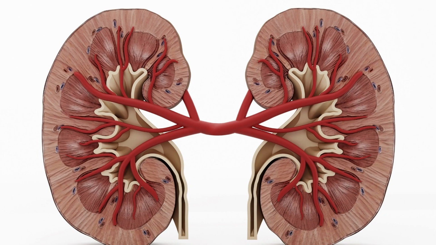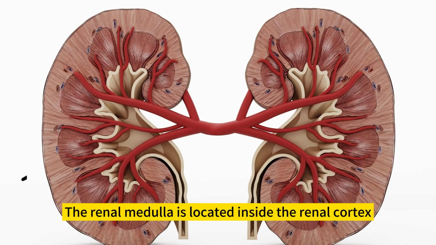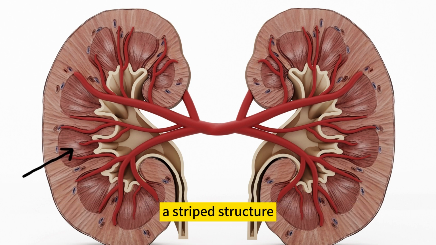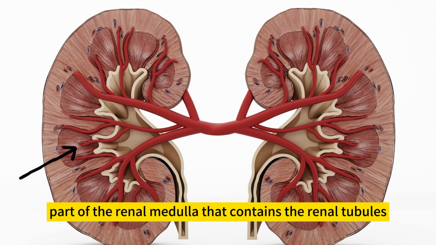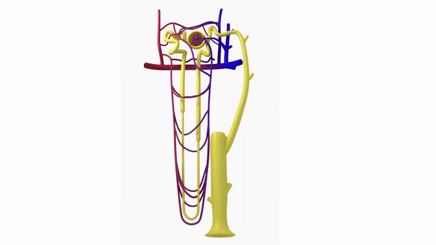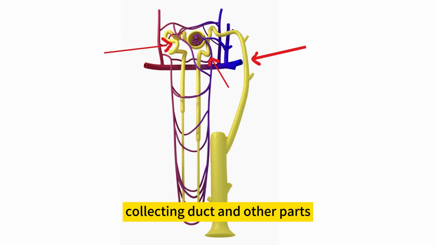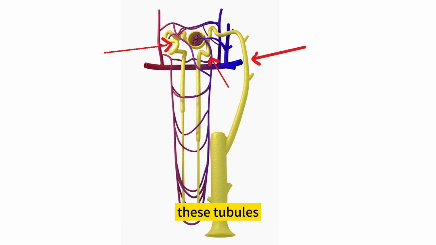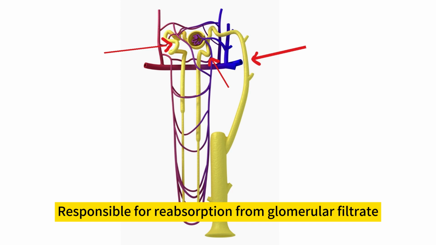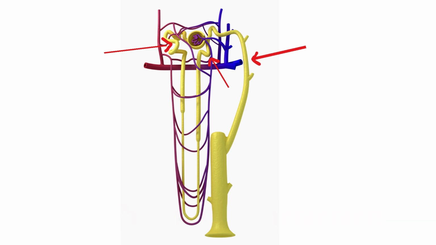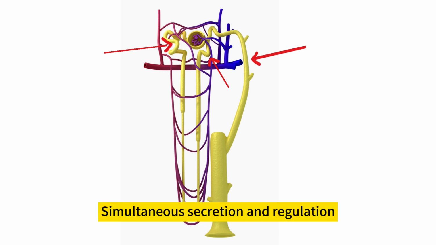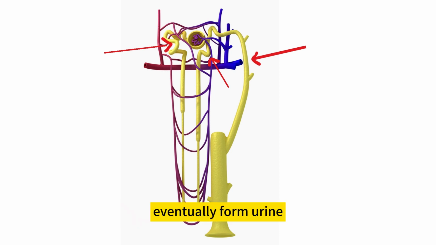Renal medulla. The renal medulla is located inside the renal cortex. It is a striped structure. Renal pyramid. The part of the renal medulla that contains the renal tubules. Renal tubules are divided into the proximal convoluted tubule, distal convoluted tubule, collecting duct and other parts. These tubules are responsible for reabsorption from the glomerular filtrate of substances needed in the body. Simultaneous secretion and regulation eventually form urine.